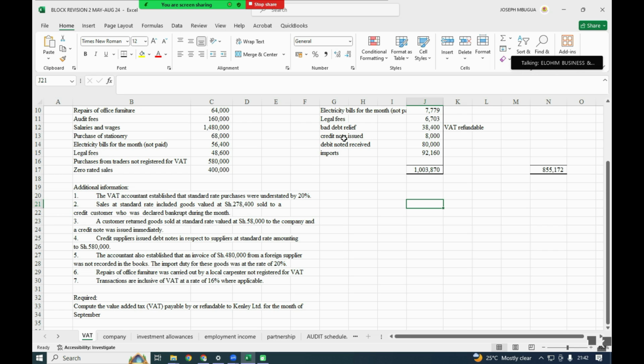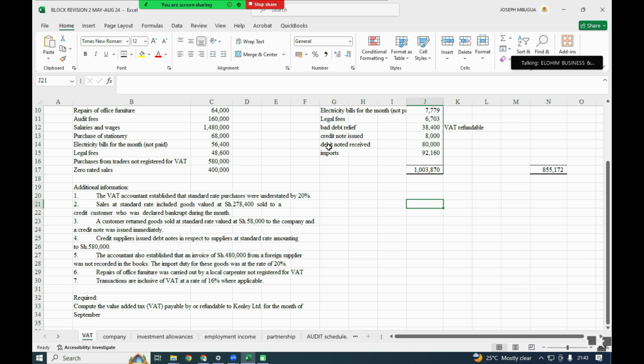So a credit note issued, we are issuing to the customers. If it was a credit note received, we shall receive it from the supplier and we shall credit, because that one is for the return outward. But a debit note that we received, the debit note normally corrects an undercharge, an undercharged invoice. That's why we are receiving the debit note.